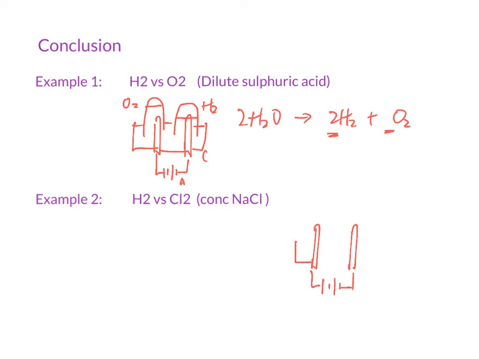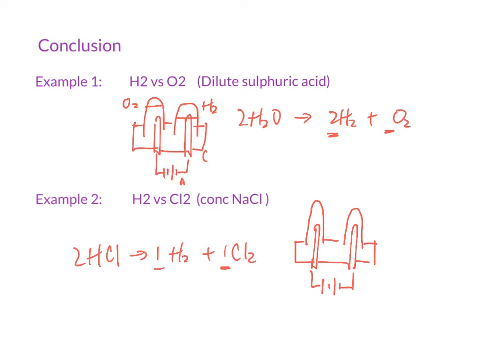However, some of the Cl2 will redissolve. So remember, for HCl you could separate the H2 and Cl2, which is 1-to-1. However, some of them redissolve. So if this one is the cathode and this one is the anode, so this one is Cl2, then H2 will be slightly more than the Cl2. Don't try to draw this one to a 2-to-1 ratio. Remember, roughly it will be 1-to-1, but Cl2 will be slightly less.